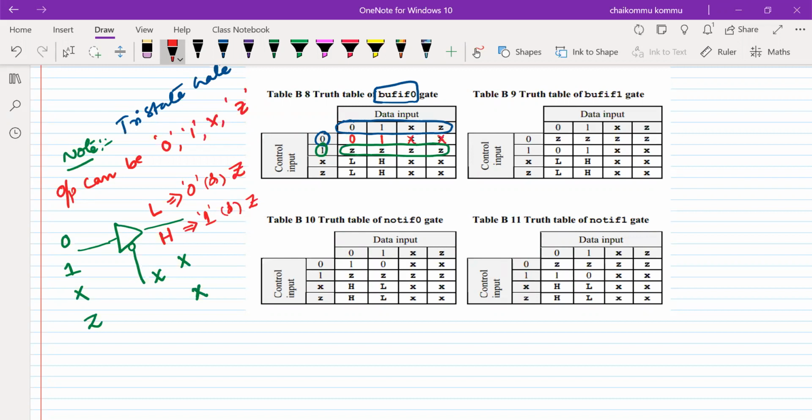Clear? So that is what we can see about the tri-state gates. Please take these two tables and identify how we are getting these values. Anyway, these are the predefined truth tables available in the Verilog library. Whenever we use these gates, it will take the outputs from these tables and show them as output signals, right?